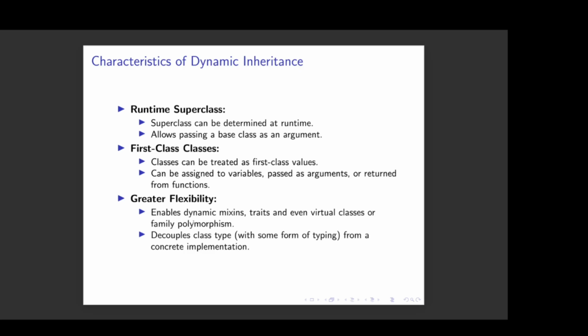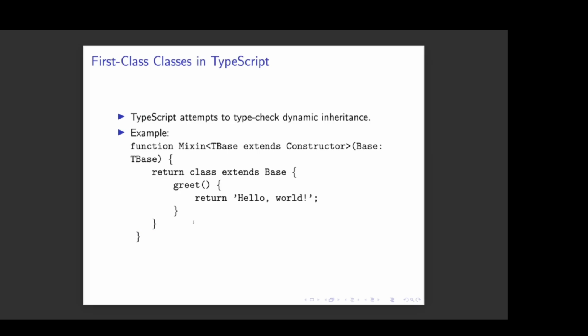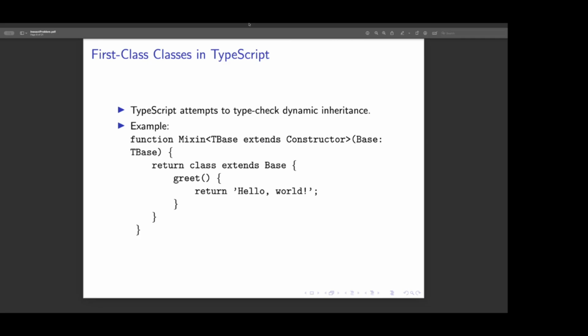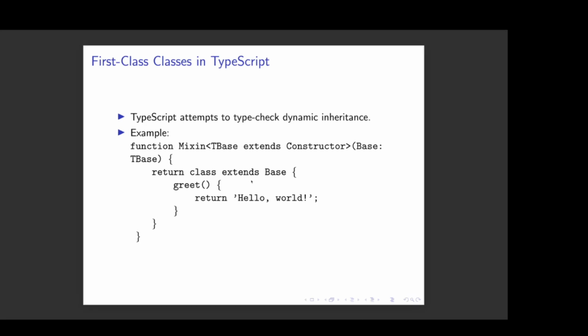So this is dynamic inheritance in JavaScript. So let me tell you now about TypeScript. TypeScript tries to type check this dynamic inheritance. Okay, and here we can see an example, and I'm going to explain a few more things about this in the next slides. But we can basically annotate the JavaScript code that we wrote previously with a few additional types.